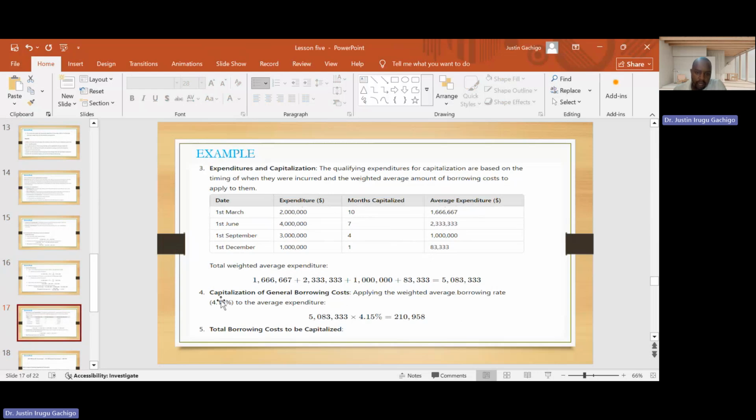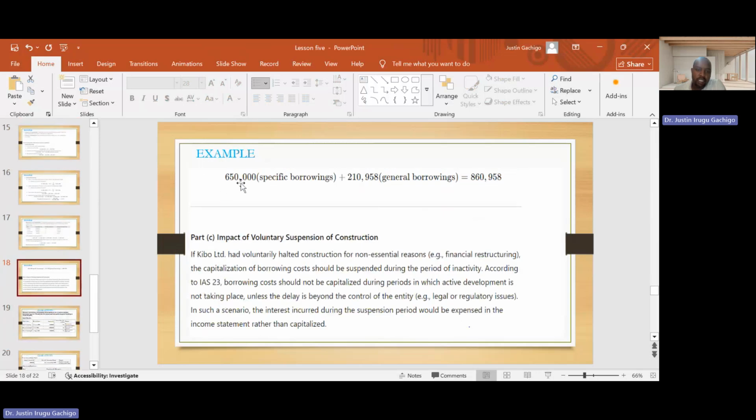Then, for capitalization of the general borrowing cost, you need to apply the rate that we calculated in the previous slide, 4.15%. So the total borrowing cost to be capitalized will be 5 million times 4.1% to get 210,958. That's the total cost to be capitalized from the general borrowing. Then we need to get the total cost to be capitalized. You add the specific one, which is 650, plus 210 from the general to get 860,958.